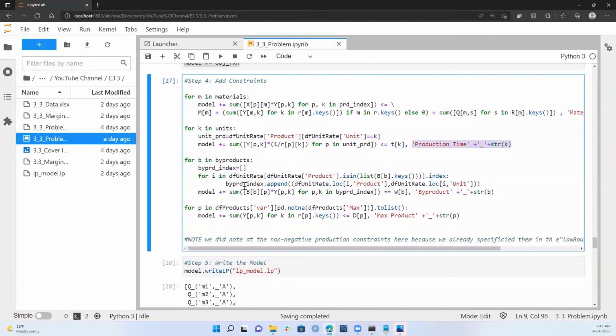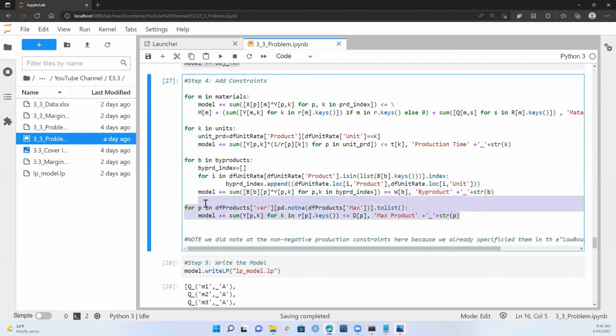Again, here we've got for B and byproducts. Here we're essentially saying that we have to look at all of the products we're making, Y sub PK, across all of the different machines, and then for each of those products that have a byproduct associated with it, B sub BP, we're going to multiply this coefficient, that's the byproduct generation coefficient, by that value, and that gives us the total amount of byproduct made, W sub B, and then we name that byproduct underscore B.